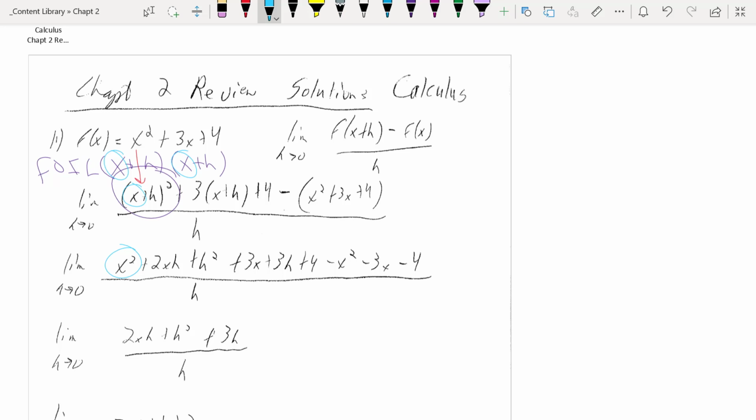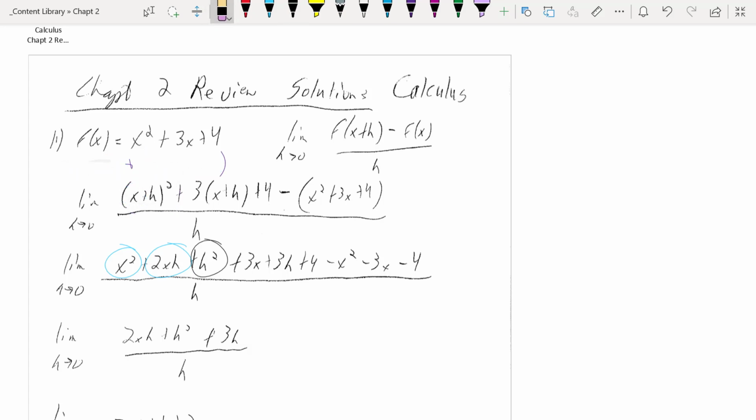And outsides is going to be this x and this h right here. And insides is x and h. And when I add x and h together, I'm going to get 2xh. And then on my last, I'm going to have h times h, which is going to give me this h squared.